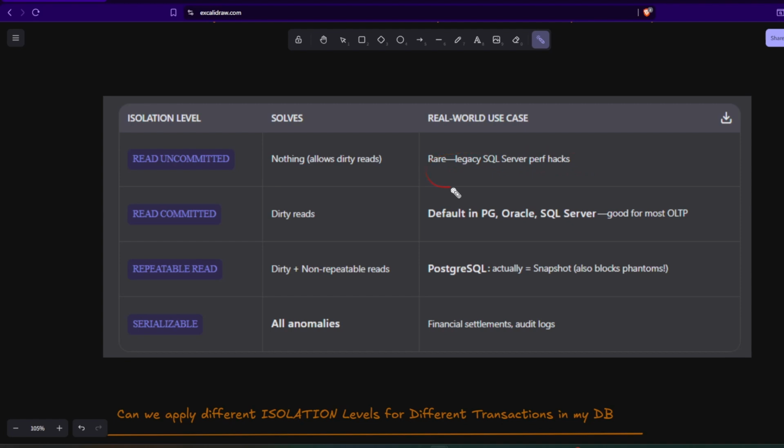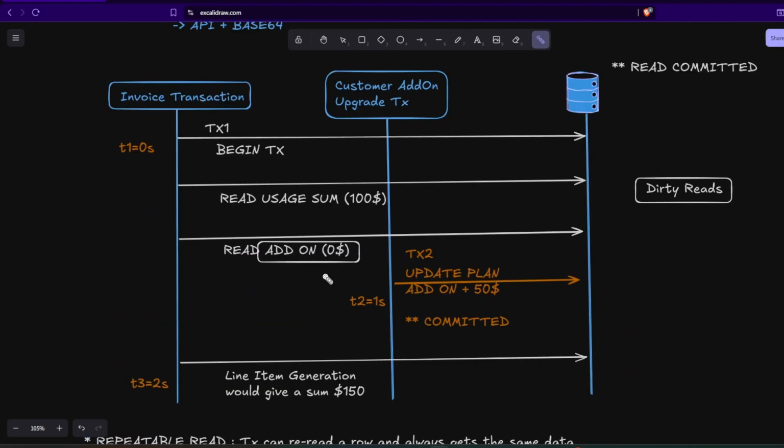I haven't seen any system in my lifetime using read uncommitted. They are mostly using read committed. This is the default, and it solves the dirty read problem. Alongside read committed, a single transaction can still have the problems we highlighted over here.